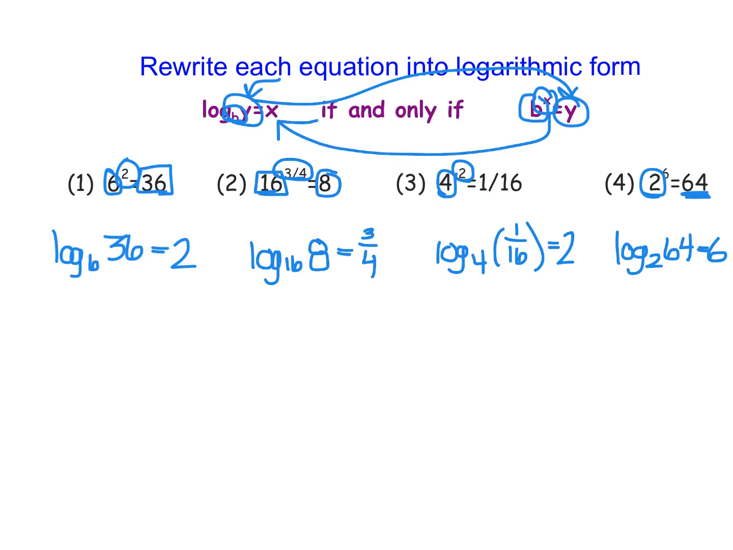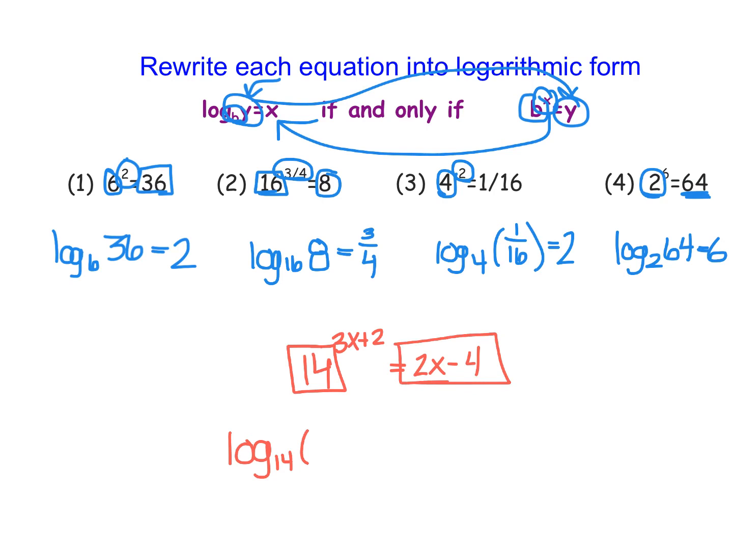So if we want to look at a slightly more complicated one, we can kind of make one up. So say we had something like 14 to the power of 3x plus 2 equals 2x minus 4. Again, really complicated, but we can apply this same process. So remember, our base here is always the base of our log. So we would have base 14 for our log. Inside of our log, we would have what's on the other side of the equal sign, that entire statement. So 2x minus 4. And that's equal to what's currently in our exponent here of 3x plus 2.